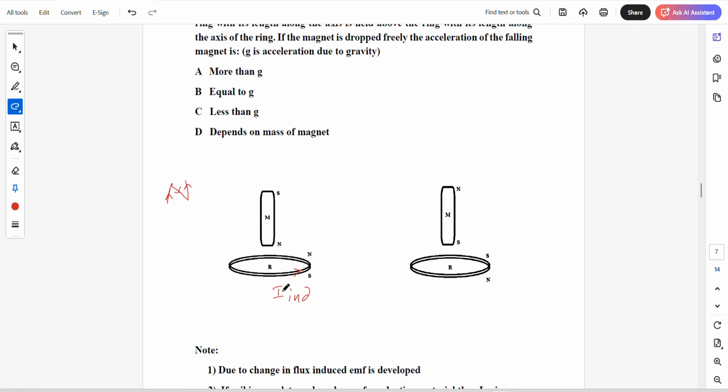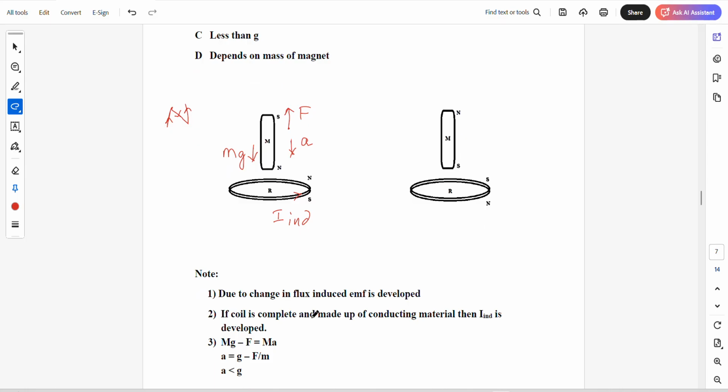Now this induced current will apply a mechanical force on this magnet. This force will be upwards, F. This is mg, the force due to gravitation. And this is the acceleration of the magnet. I have written here to make you understand. Due to change in flux, induced EMF is developed. If the coil is complete and made up of conducting material, then I induced is developed. I have shown you I induced is developed.